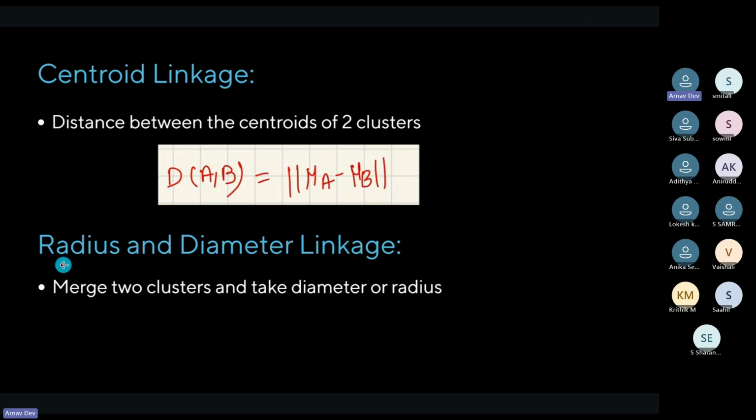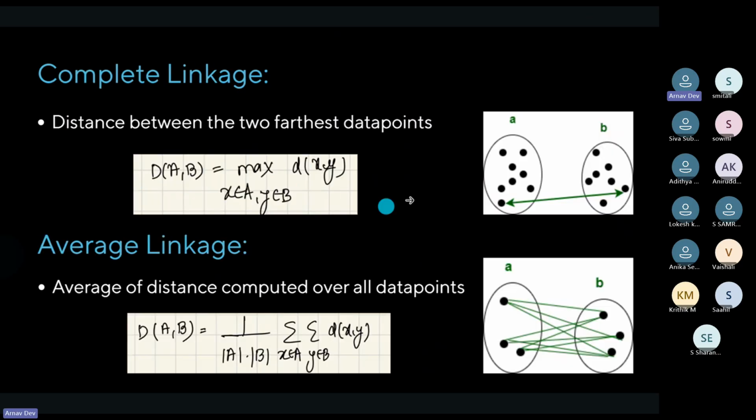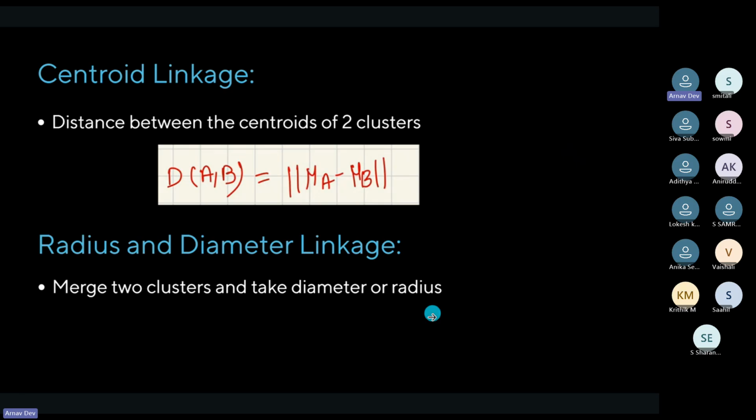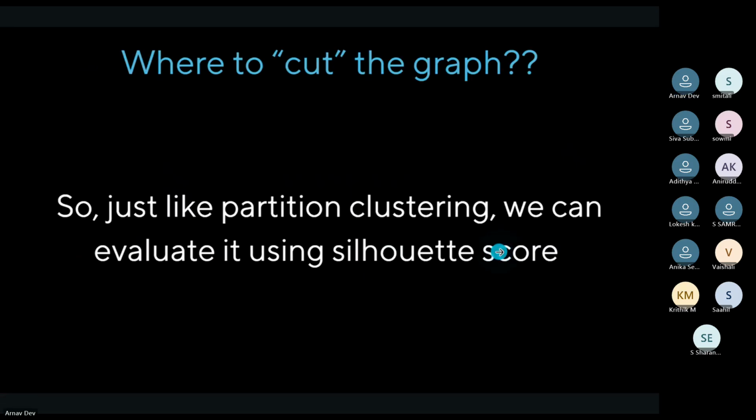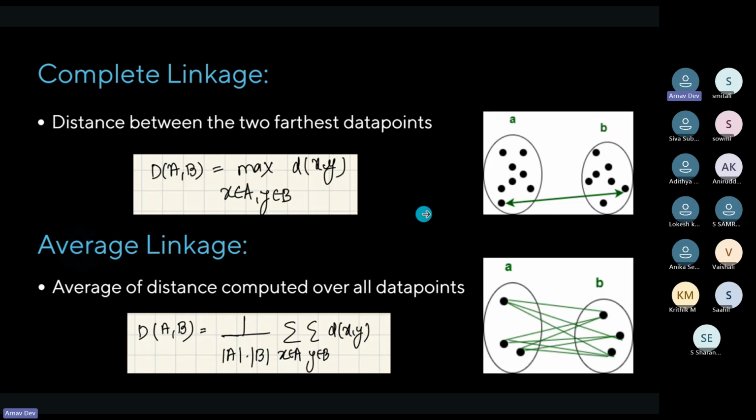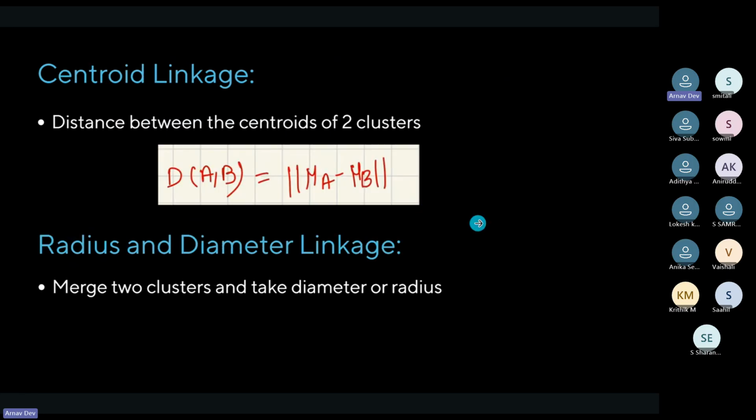And you can have the radius and diameter linkage, which is nothing but this: suppose you have one cluster and another cluster, you merge both of them and find the centroid of that. And you find a diameter, from one end to the other end. That diameter can be used as the distance criteria for linkage. So this is how you define the linkages, or the distance between two clusters.